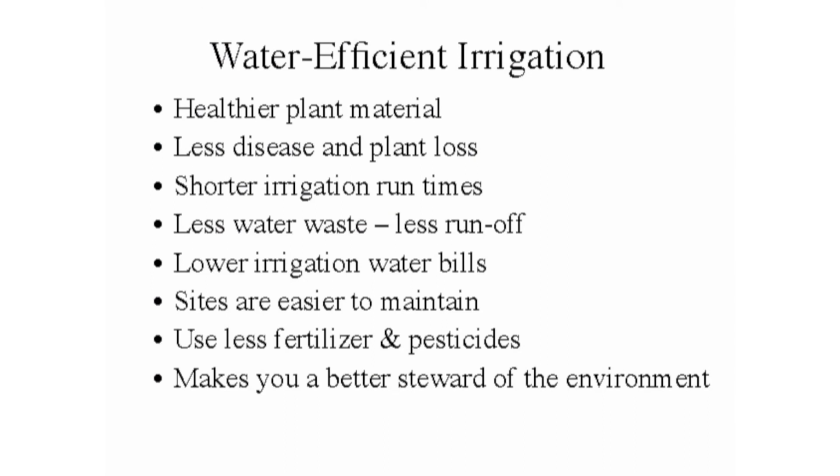So water-efficient irrigation means healthier plant material, less disease and plant loss, shorter irrigation run times. We're not overwatering to compensate. Less water waste as well as less runoff. Lower water bills. Sites are easy to maintain. Less use of fertilizers and pesticides. Healthy plants then don't require the use of chemicals. And it just makes you a better steward of the environment.